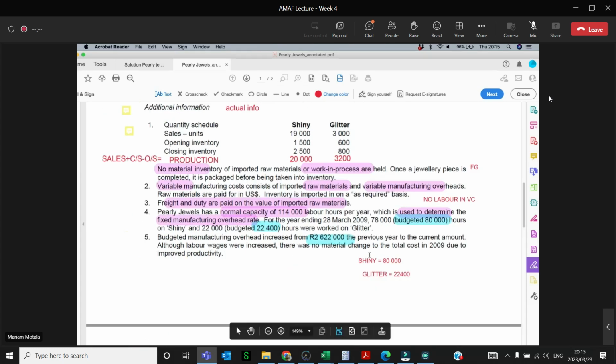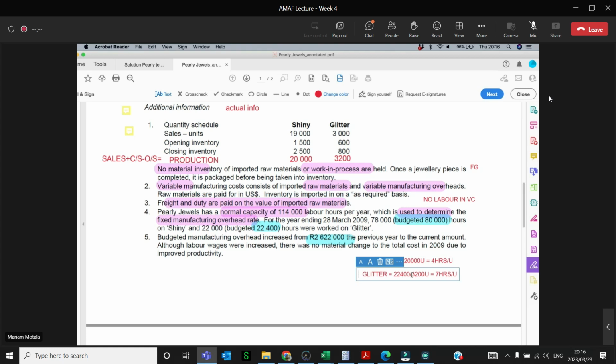We have the budgeted. We know that this 80,000 hours is producing 20,000 units, which implies 4 hours per unit. We know this 22,400 is going to produce 3,200 units. So it's going to consume 7 hours per unit. Okay.